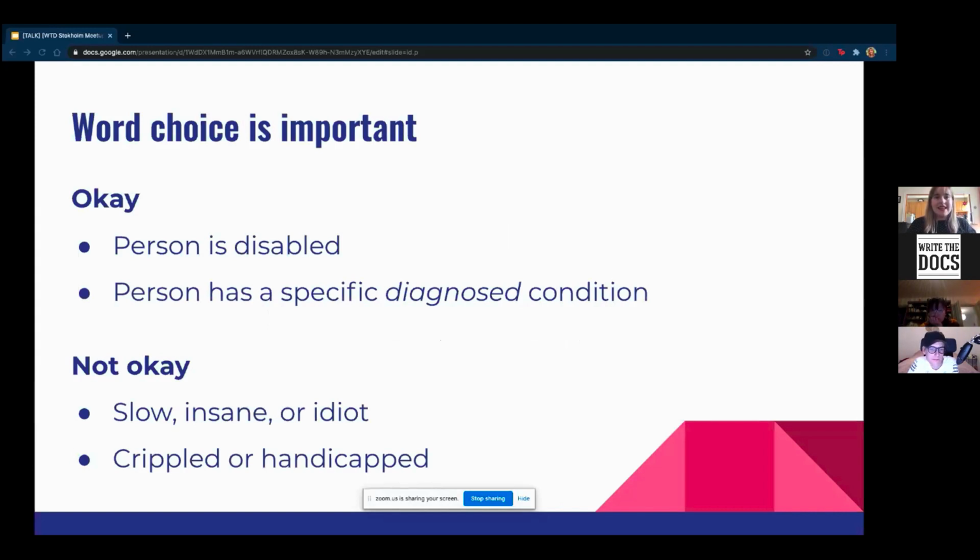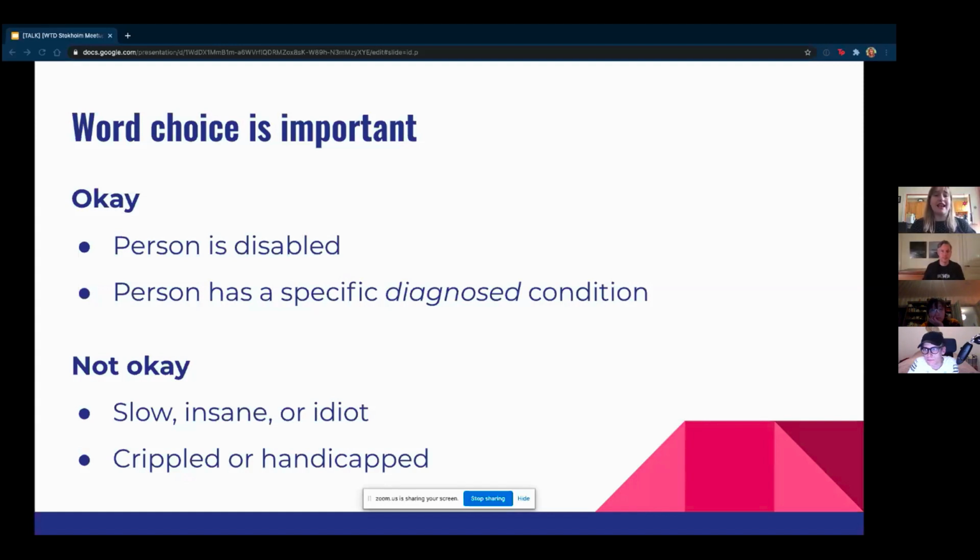For example, in the cognitive impairment category, or in any category, it would be okay to say a person is disabled or a person has a specific diagnosed condition, such as saying a person with Down syndrome, assuming that they are actually diagnosed as such. Language to avoid may sound awkward at best, or at worst be offensive. For example, it's never okay to call someone slow or insane. If you use those words in everyday conversations, even in jest, I encourage you to remove it from your vocabulary.